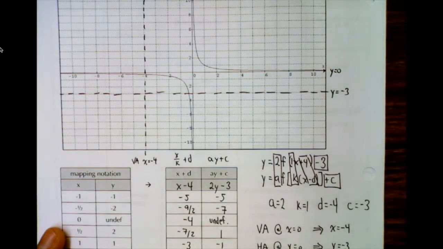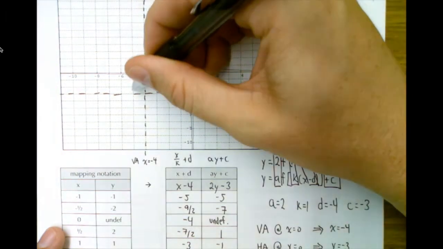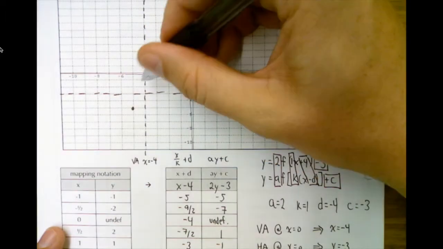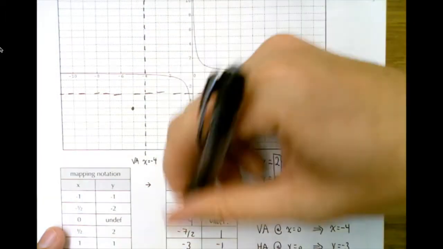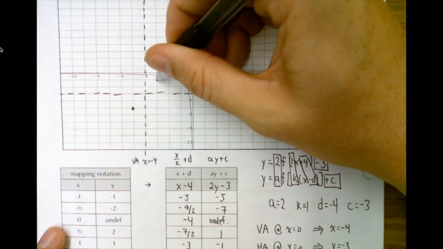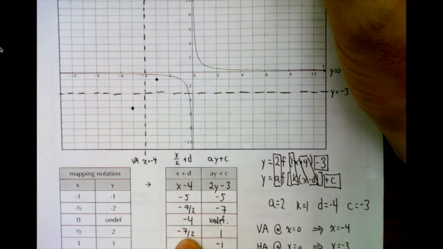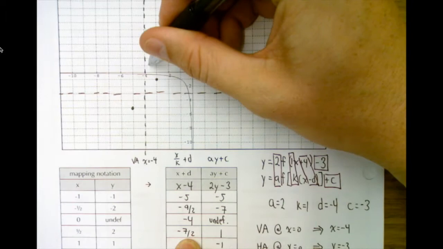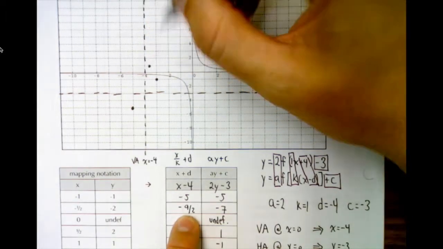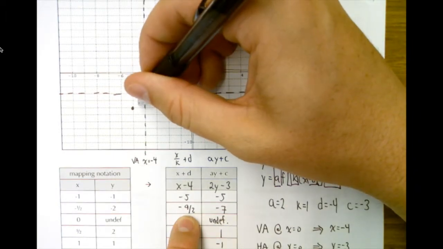And now we can graph our points. Minus 5 and minus 5. So minus 5 would be right here. Minus 4 is undefined. Minus 3 is negative 1. So negative 3 for x, negative 1. So we have 2 points. Negative 3.5 is positive 1. So that would be right here. And negative 4.5 is negative 7. So that would be down here.